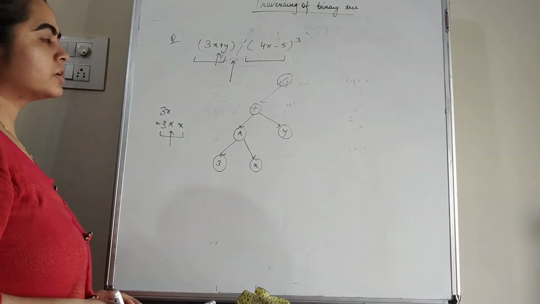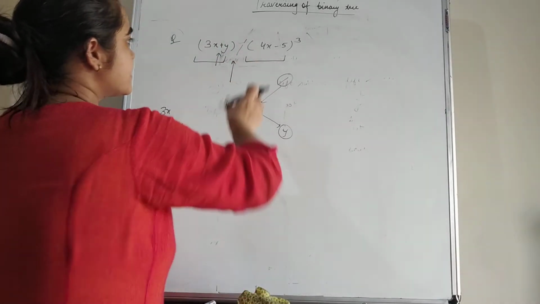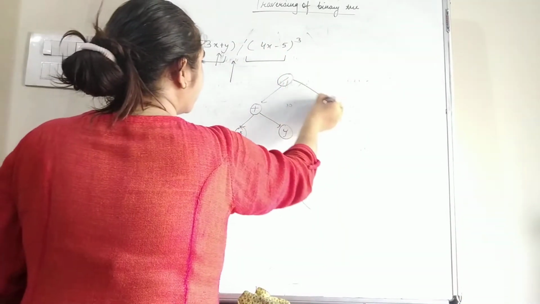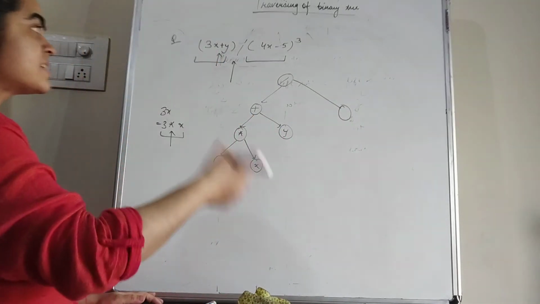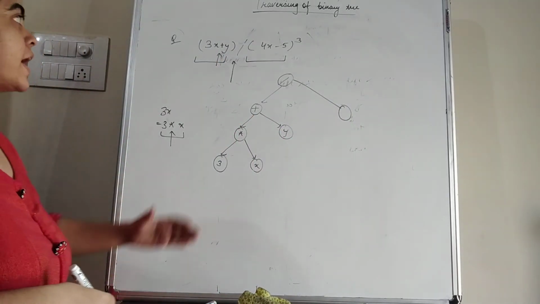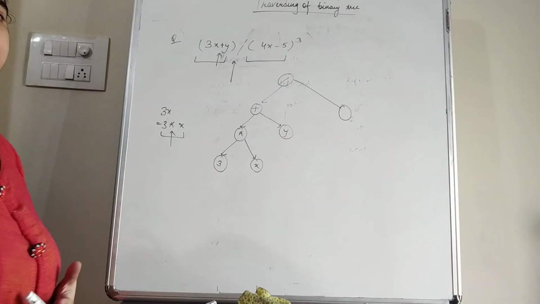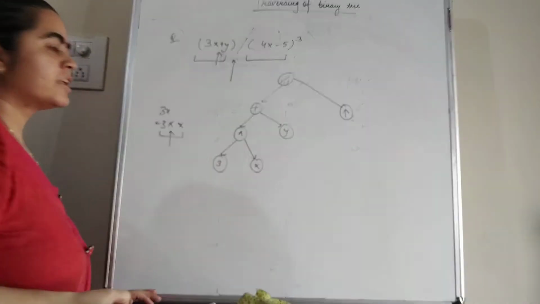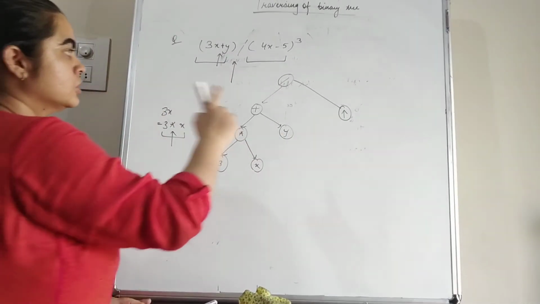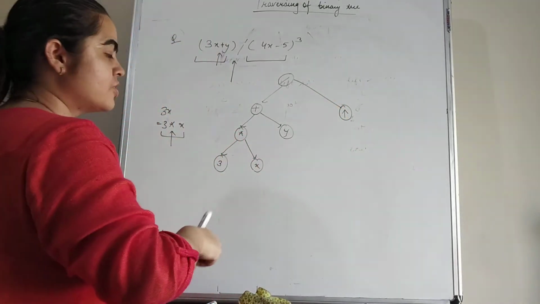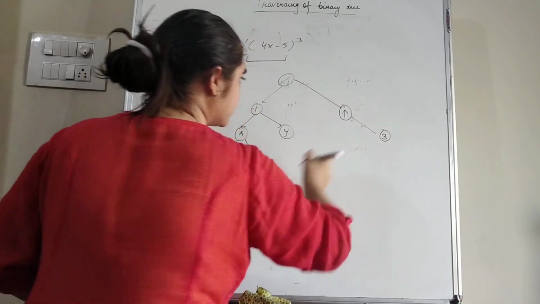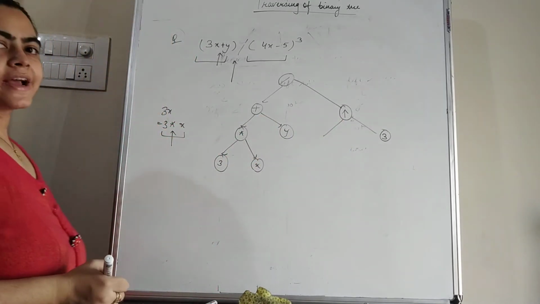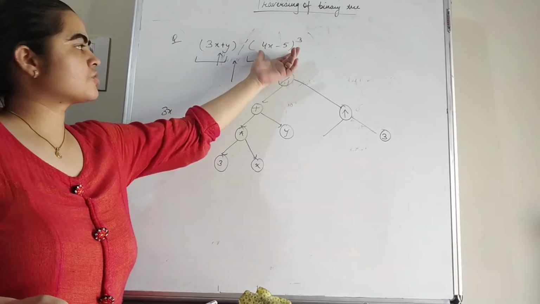Now we can see the right side. On the right side, this expression is raised to power 3. So on the right side you have to put the power, and on the left side you have to write this expression, that is 4x minus 5. For raised to power in binary representation you can use this symbol, an upward arrow. On the right side you write 3, and on the left side you put the expression 4x minus 5.